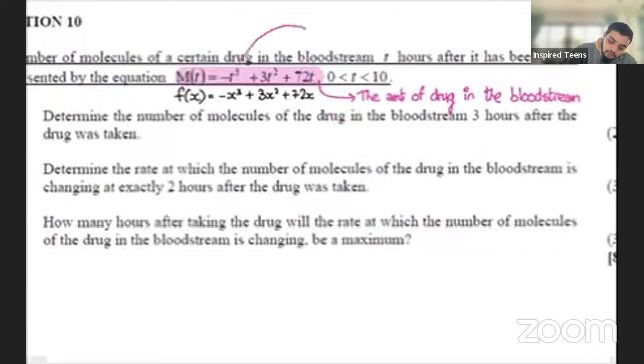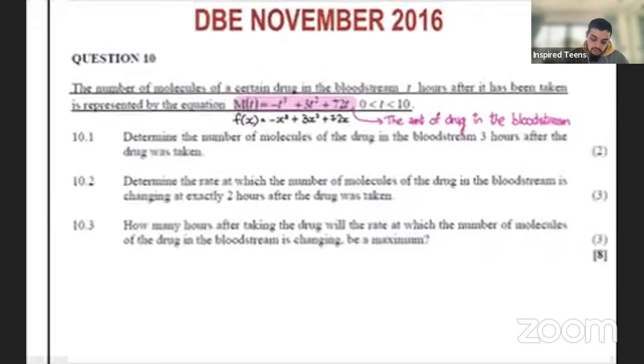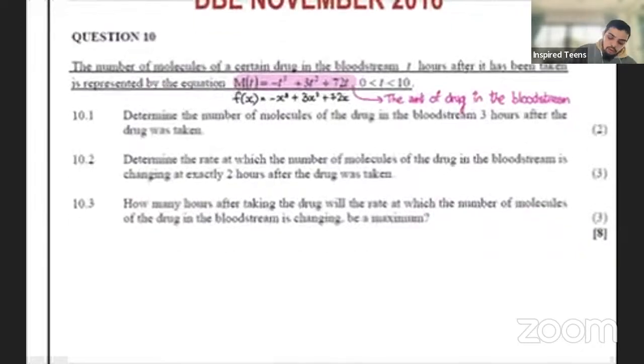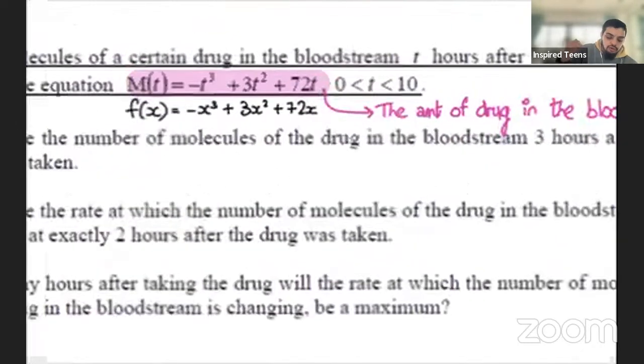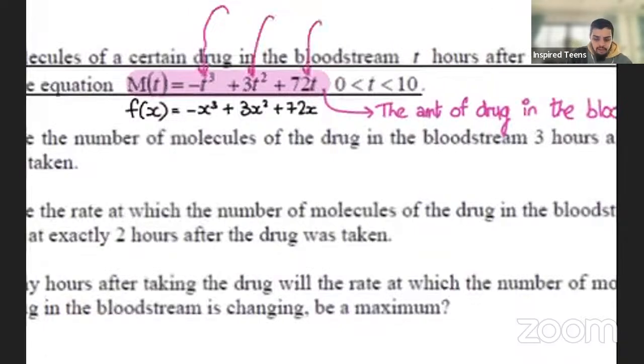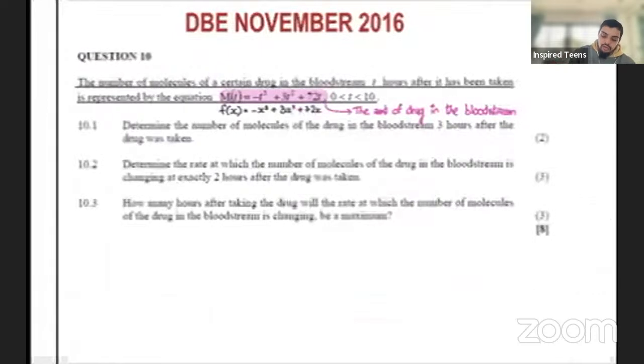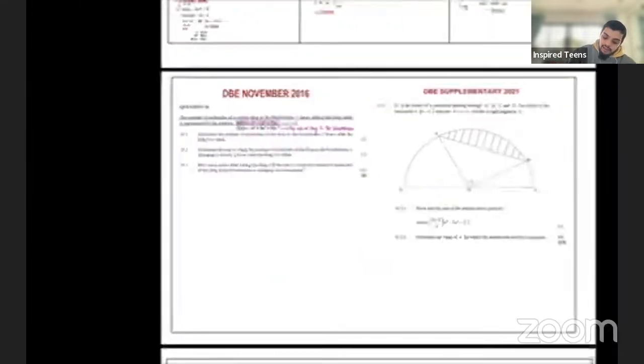When we substitute a certain value, we want to know how much drug, and the unit is molecules: how many molecules of this specific drug are in the bloodstream at 3 hours. We would substitute 3 into this equation and it would give us the amount of drug in the bloodstream. I hope that makes sense. That's important to answering this question, understanding what that represents.